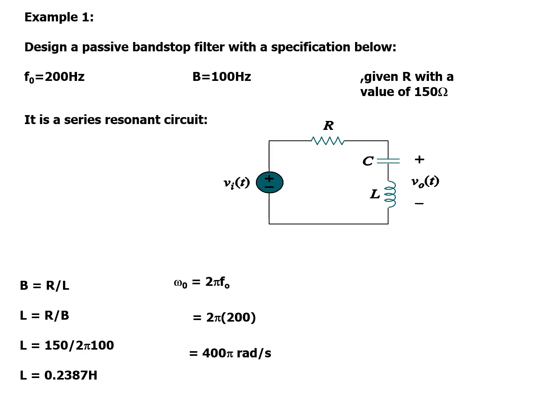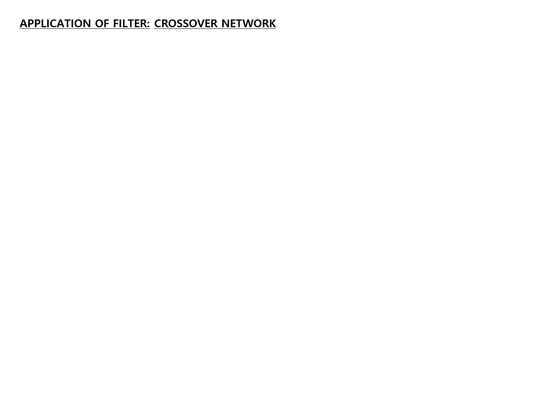And for omega naught, it is simply 2 pi f naught, and that is 400 pi radians per second. And from our resonant frequency, we can find C, which is 2.66 microfarads.